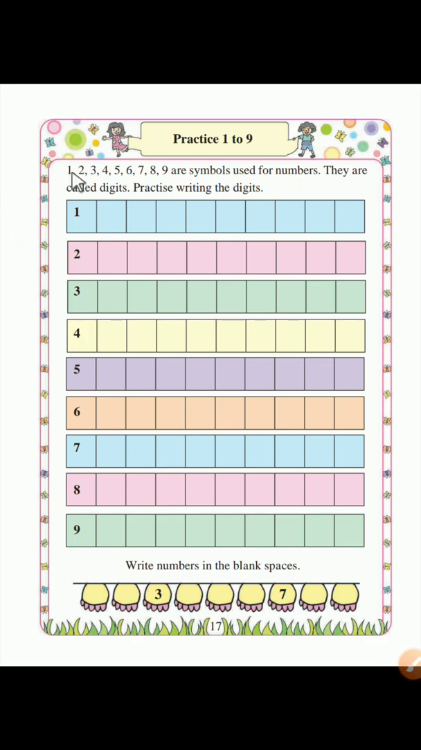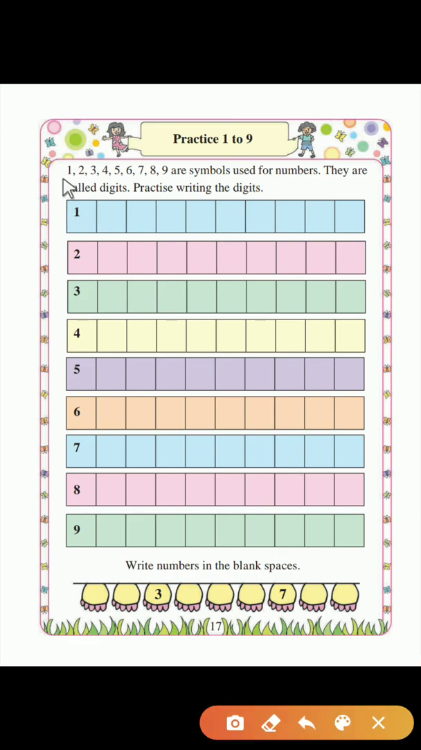Next, 1, 2, 3, 4, 5, 6, 7, 8, 9 are symbols used for numbers. They are called digits. Practice writing the digits. Here you need to write number 1 in the first box. 1, 1, 1. 2. You will complete this box.